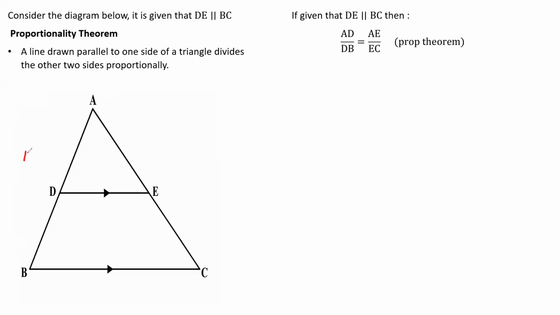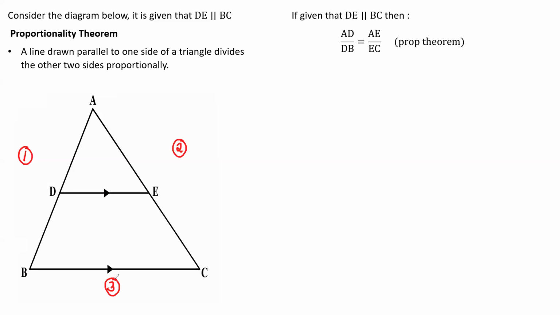Let me call it side number 1, side AB. I also have side AC. Let me call it side number 2. Then I have side BC. Let me call it side number 3. As always, 3 sides on a triangle.